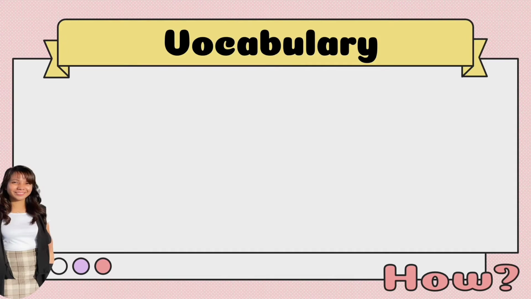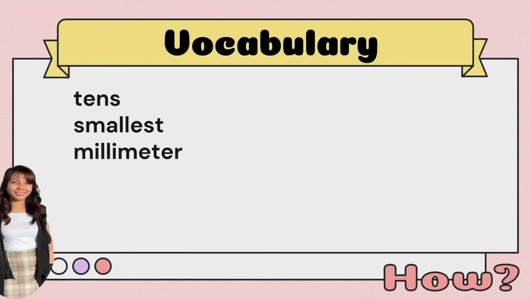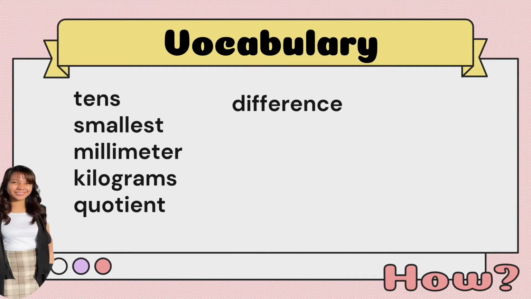So we have to practice reading first. Please repeat after me. Tens. Smallest. Millimeter. Kilograms. Quotient. Difference. 15. Multiplier. Height.